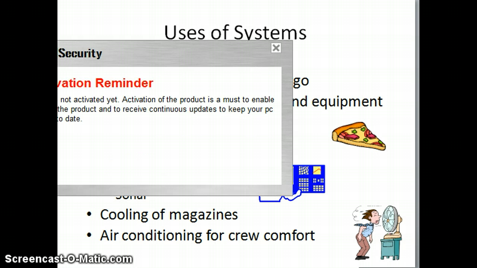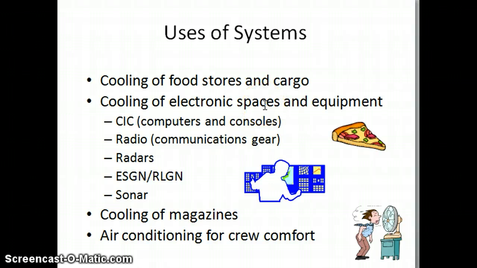Now we are going to see the first thing, which is uses of systems. First, cooling of food stores and cargos. Second is cooling of electronic spaces and equipment. Examples of electronic spaces which require cooling are computers and consoles, radio communication gear, radars, sonars, etc. Third is the cooling of magazines, and the last one is air conditioning for crew comfort.